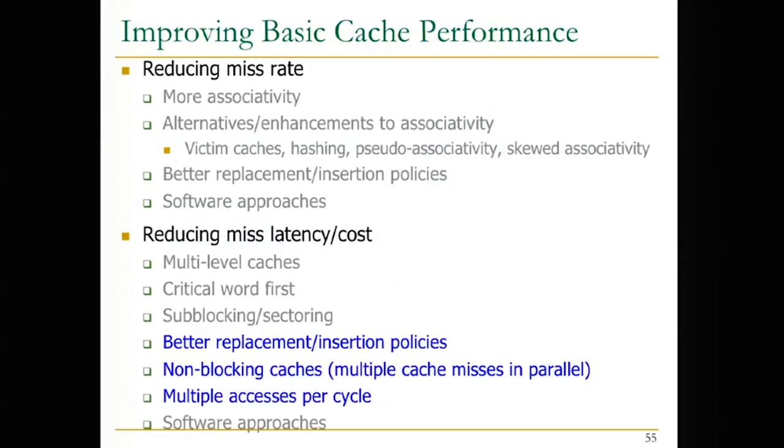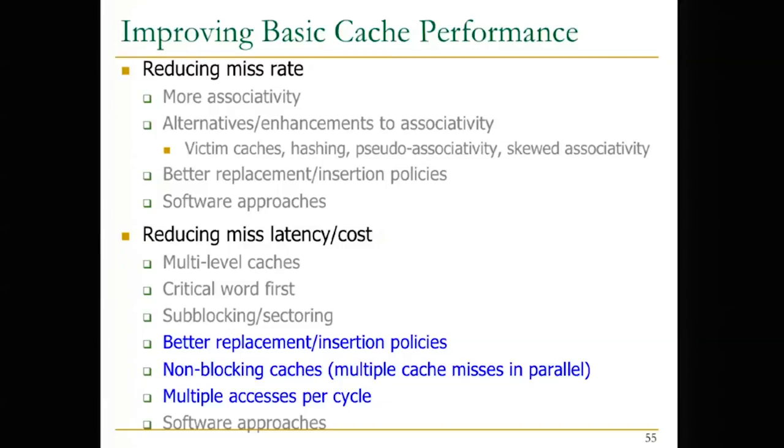Okay, let's go to the next aspect of improving basic cache performance. We've looked at ways of reducing miss rate. This is by no means a comprehensive look, but it gives you an idea of what some approaches have been, at least some prevalent approaches. And this doesn't even talk about how to do it in the multi-core space. But let's talk about how to reduce miss latency or cost. We've actually looked at multiple ways.